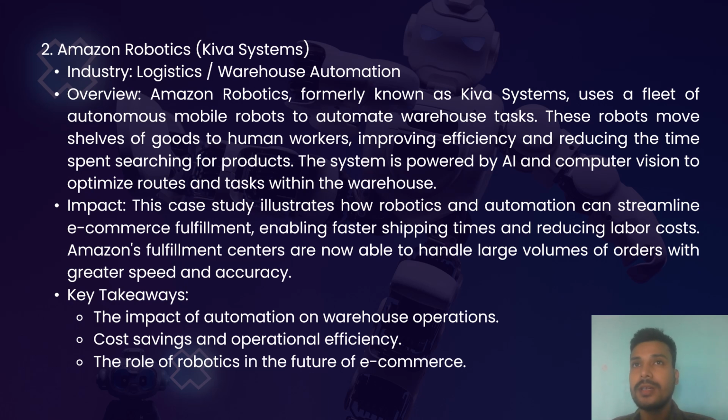So let's understand what it means. Say there is a warehouse with loads of things which need to be arranged in a particular manner so that they can be found easily. Kiva systems help humans arrange all these things accordingly and efficiently. That's how Kiva systems are used, and they are developed by Amazon Robotics. Key takeaways: impact of automation on warehouse operations, cost savings, role of robotics in the future of e-commerce.